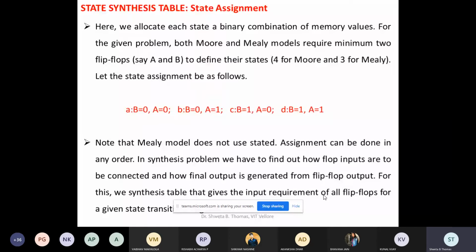Okay. So for example, we are giving the state assignment as: state A, suppose the binary value assignment is 0, 0. For B it is 0, 1. For C it is 1, 0. For D it is 1, 1. Fine. Are you getting me? So this is the supposed state assignment value for states A, B, C and D. Here capital B and capital A define the flip-flops A and B.